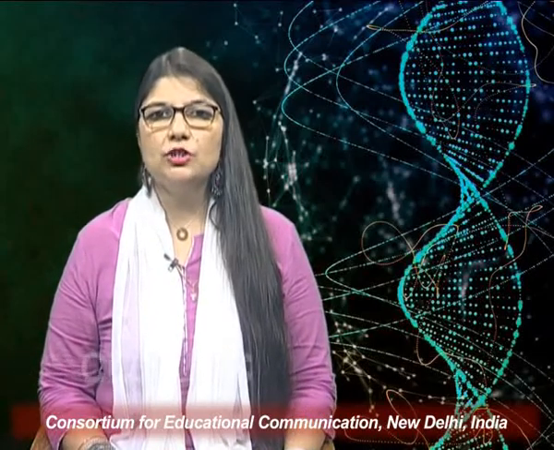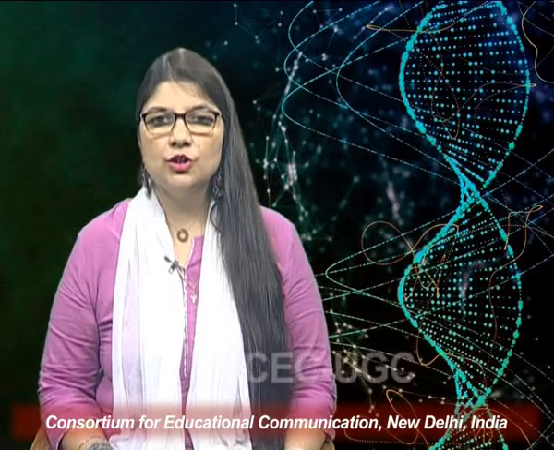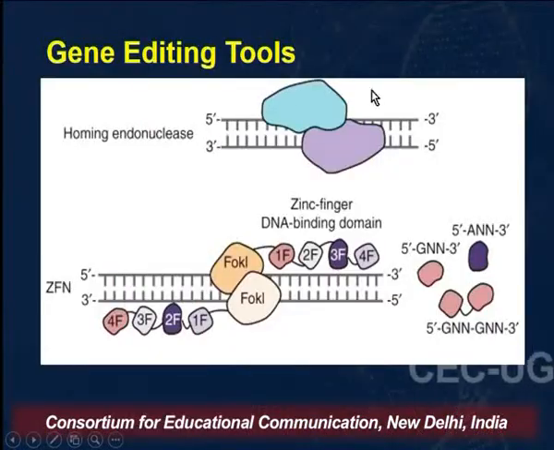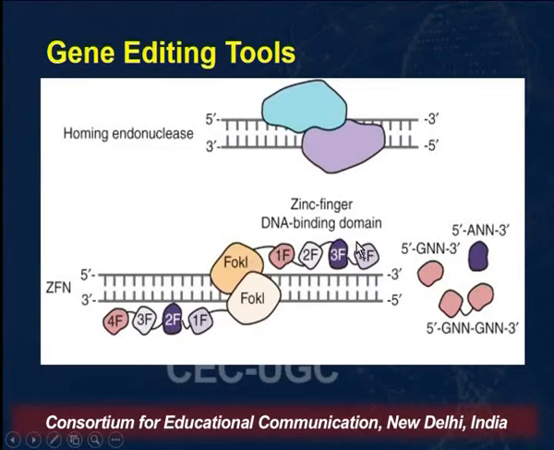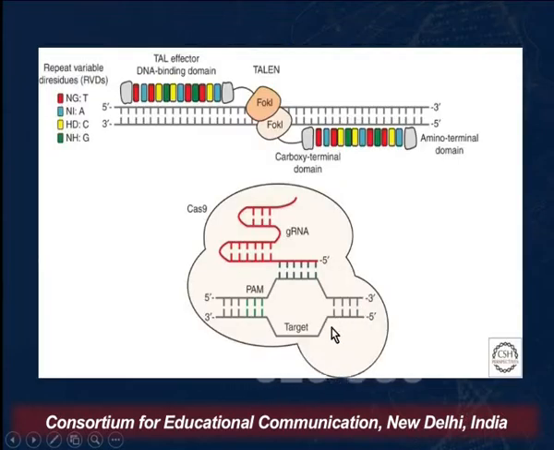So, talking about the gene editing tools or the major nucleases, the earlier used were what are called homing endonucleases. Then there are zinc finger proteins that contain the zinc finger DNA binding domains and the nuclease part, which is the FokI endonuclease. We will discuss these zinc finger DNA binding proteins. Others are what are called TALENs.